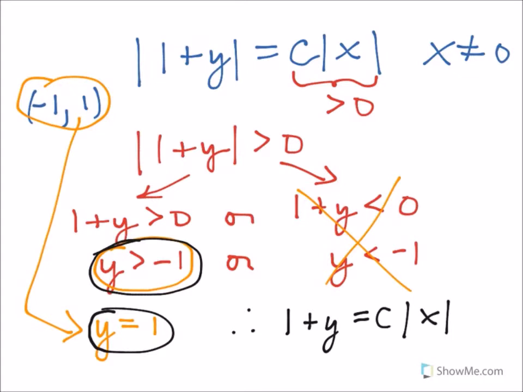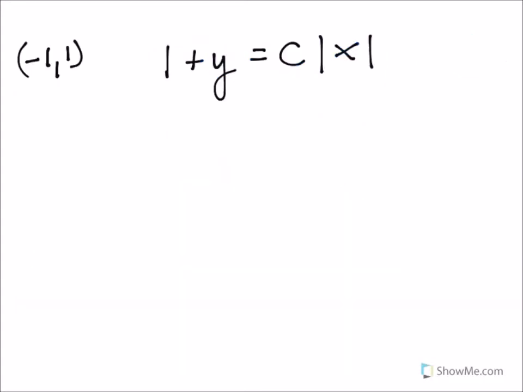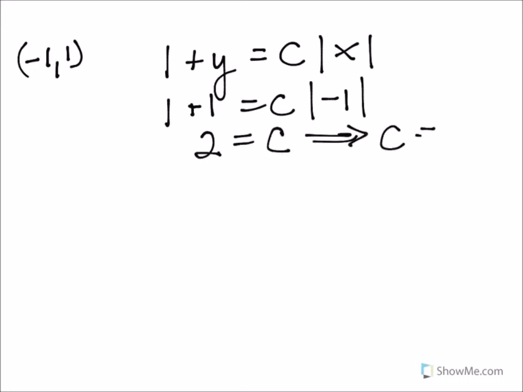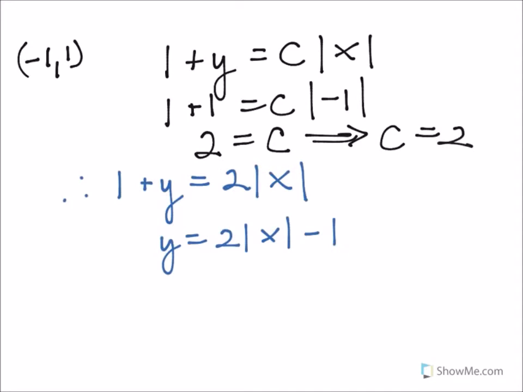And now we'll go solve for c. Again, to find c, we have to put in the initial values. That's 1 plus 1 is equal to c times the absolute value of negative 1, which means that 2 equals c, or c equals 2. If c equals 2, we can now write 1 plus y equals 2 absolute value of x, or y equals 2 absolute value of x minus 1. And this looks like it's our solution.